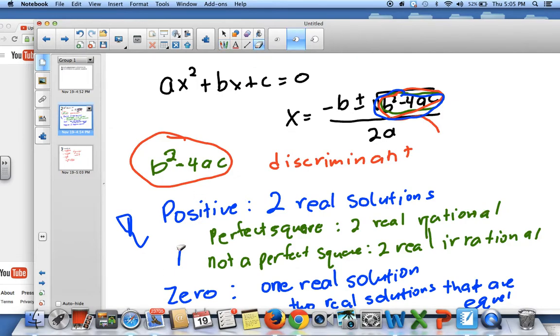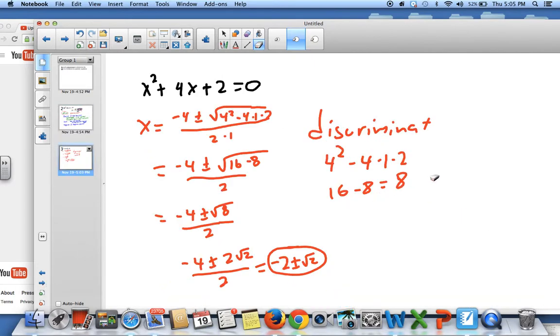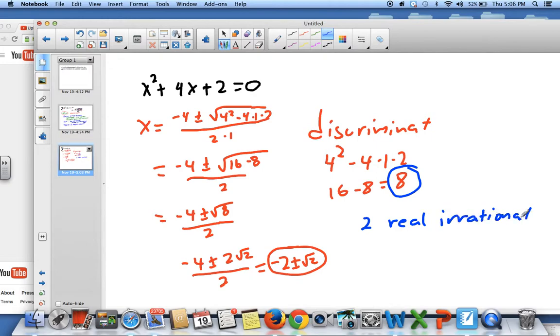Let's erase some of the stuff that doesn't have to be there. Okay, let's look at another problem here. So this is the nature of the solution. I don't have to go through this whole step. I could have just gone to the discriminant, looked at this and said, because this number right here is positive, not a perfect square, I'd say two real irrational solutions. Okay, I'll show another problem similar to that.